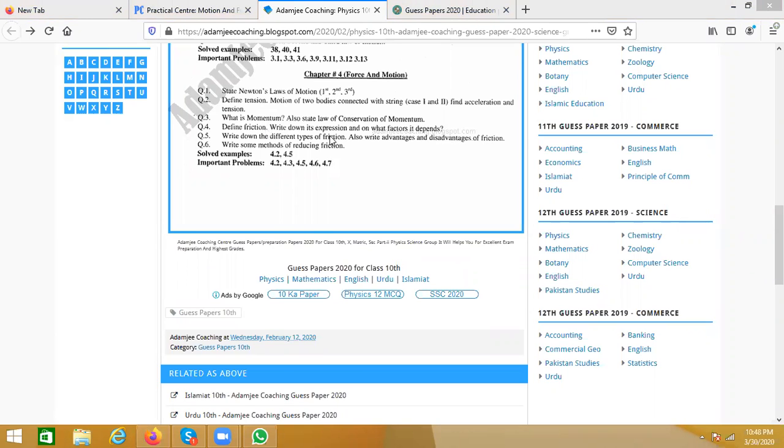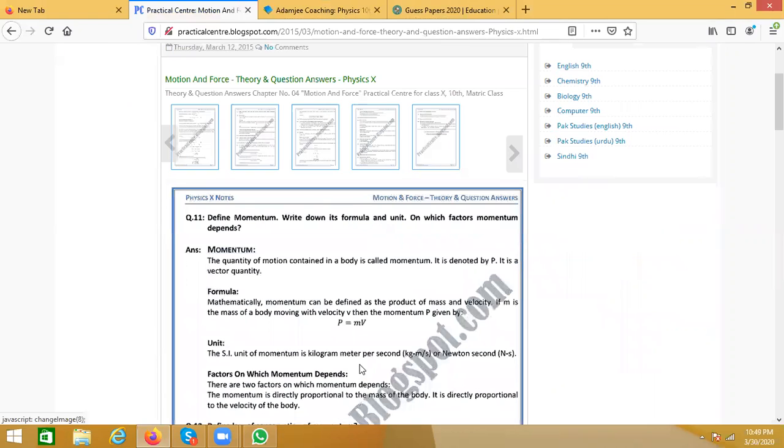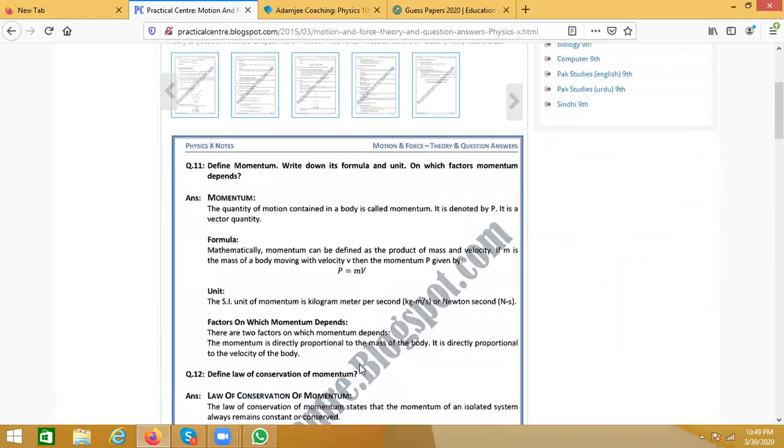Third question. Can you see the third question here? What is momentum? Momentum and law of conservation of momentum. You know how important this question can be, right? So yes, this is the third question that we are going to discuss right now.